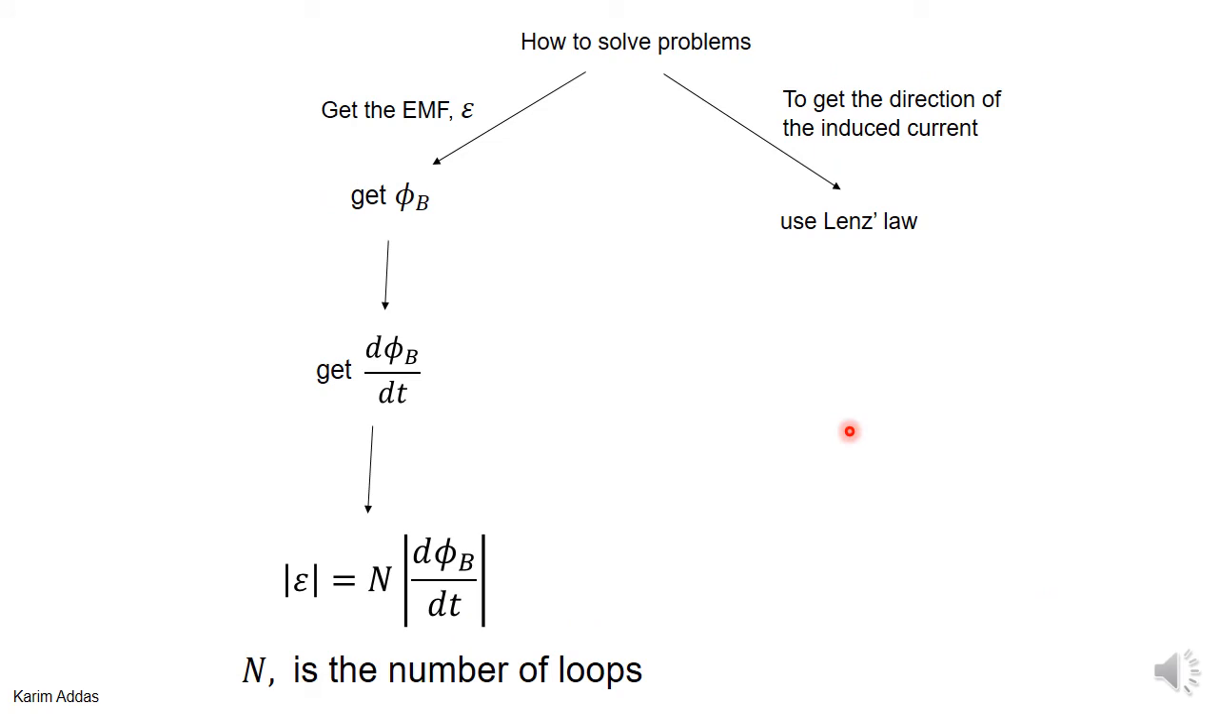So in general, the structure of the problems follows this kind of way. The first thing, if they ask you for the EMF: to get the EMF, you first get the magnetic flux, then take the rate of change of magnetic flux with time, and then multiply by the number of loops if there are more than one loop, and that will give you the EMF. And we're really interested here in the magnitude of the EMF. Don't worry about the sign.